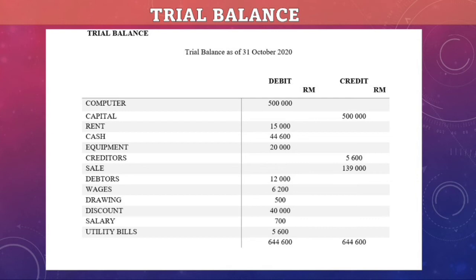For creditor account, credit 5,600. For sales account, credit 139,000. For debtors account, debit 12,000. For wages account, debit 6,200. For drawing account, debit 500. For discount account, debit 40,000. For salary account, debit 700. And for utility account, debit 5,600. That's all for the trial balance.